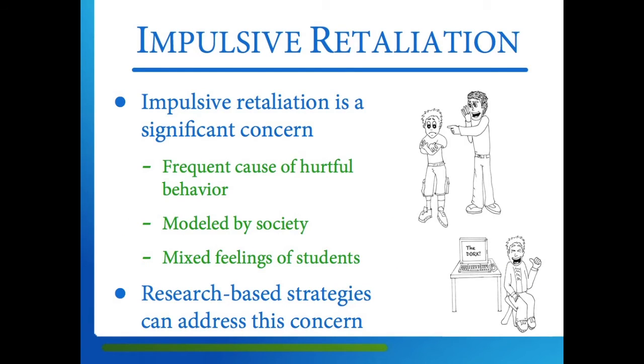As I pointed out in part 1, impulsive retaliation appears to be a very significant concern. It is frequently a cause of hurtful behavior. It's modeled by society, and as I just showed you on the slides, students have mixed feelings about rationalization. There are some research-based strategies that we can use to address this concern.